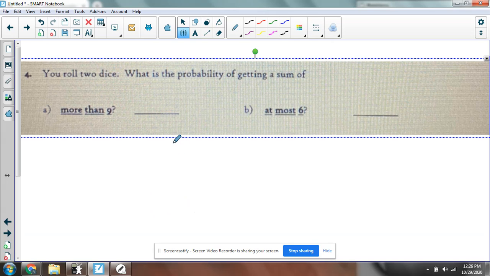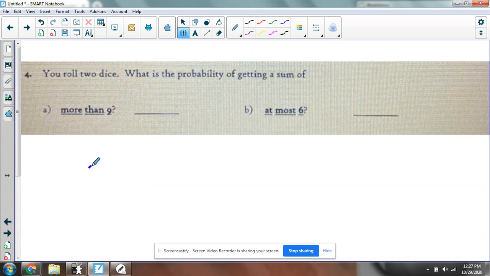All right. You roll 2 dice. What is the probability of getting the sum of more than 9? If you roll 2 dice, you can get any number from 2 to 12. Okay. So you can list out all the possibilities. So you could say there's a sample space. You can get 10, 11, 12.